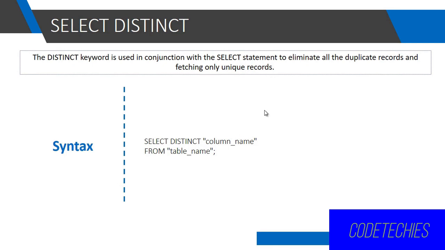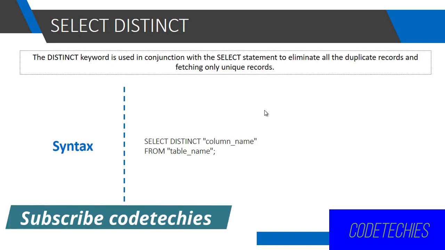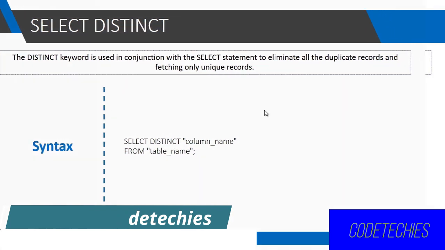Distinct keyword will eliminate all the duplicate records and it will fetch only unique records. This is the syntax for distinct command. Select distinct, mention the column names, one or more, and then write the keyword from and mention the table name. Let us see an example.